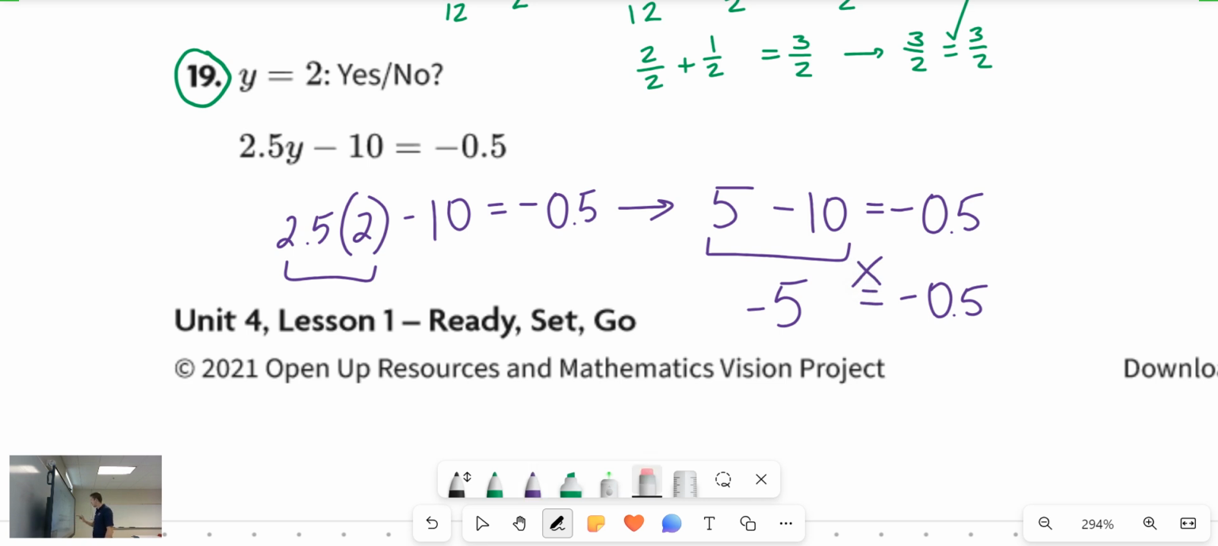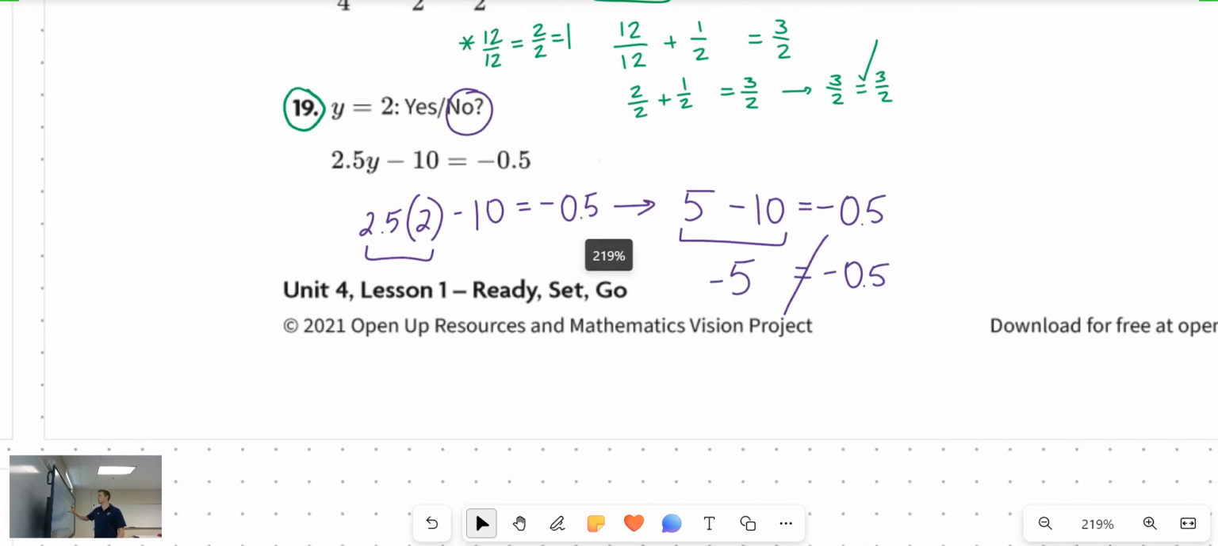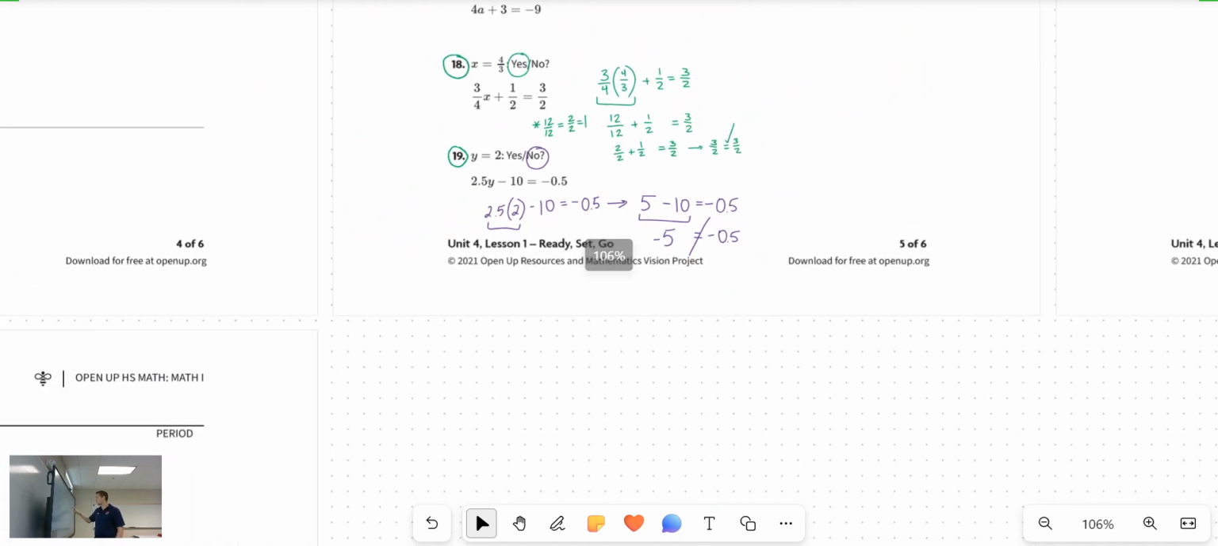It does not equal. So what we'll actually do is we will put a big slash through the equal sign, and that means that it is not equal. So negative 5 is not equal to negative 0.5, which means the answer is no. No, that is not a solution, right? 2 is not a solution to that equation.